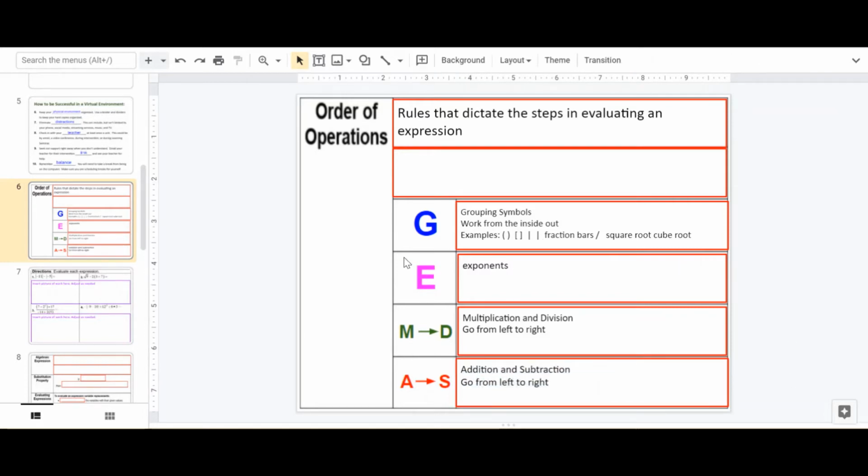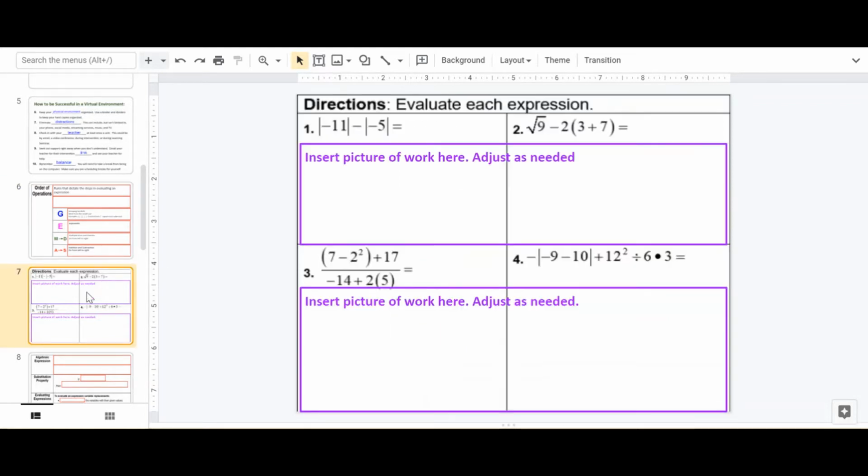Okay, looks good. Let's go on to the next slide. So you'll notice on this slide we have purple boxes that say insert picture of work here. So anytime you see a purple box, you're going to need to do these problems on a piece of paper and then take a picture and upload them into this document.